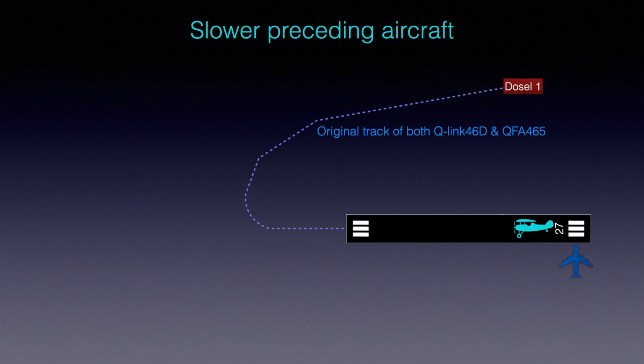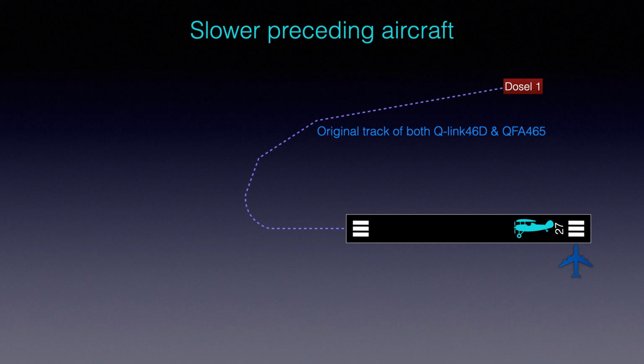Okay, so we'll look at the proceedings when you have a slower preceding aircraft. Okay, so we've got the scenario here, and excuse the graphics. I've got a bug smasher, a little prop airplane, but it fits the concept. In other words, you've got this slow preceding aircraft, and you've got this jet at the holding point. They're both being cleared to Sydney via the Docell 1, and you can see by that purple track, that's the original track of both the Q-Link 46 Delta and the Qantas guy, 465, sitting at the holding point.